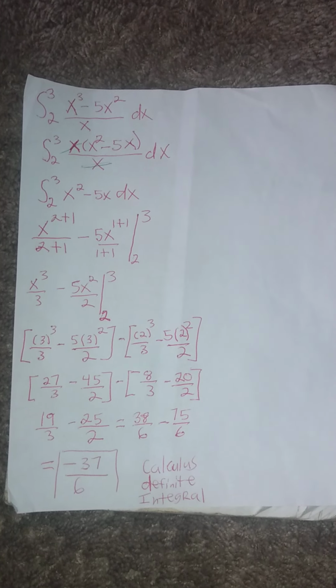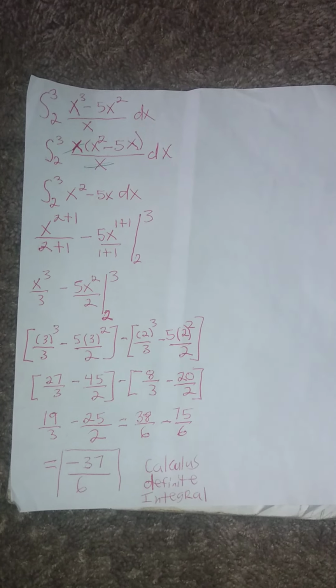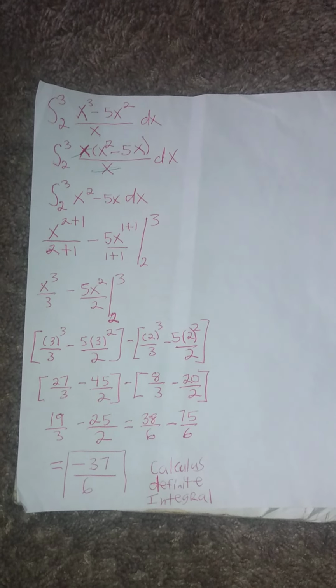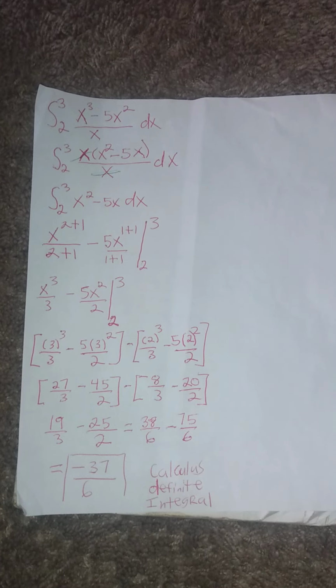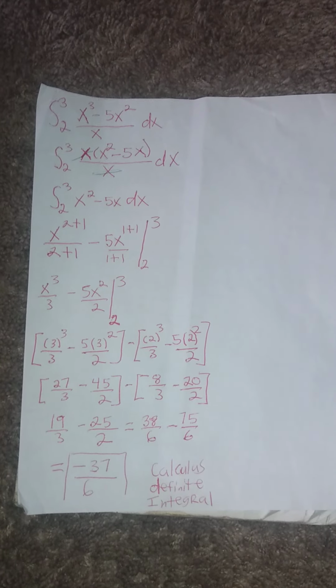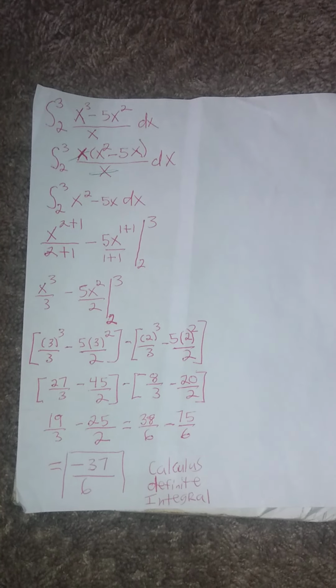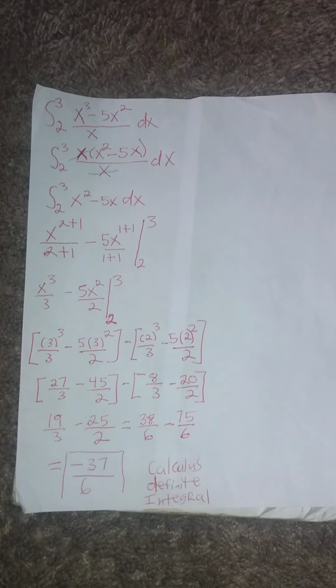Here we notice that there's a situation where we can factor before we integrate. So in this problem, I factored out an x, and that leaves in the numerator x squared minus 5x when an x is factored out. And then there is an x in the denominator, and the x's will cancel out. Then it becomes an integral from 2 to 3 of x squared minus 5x dx.